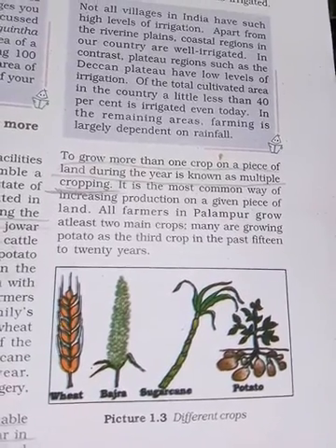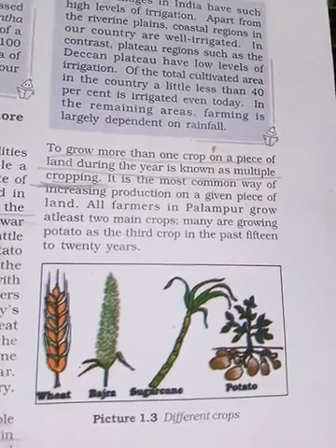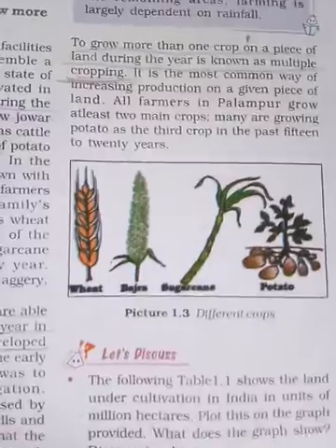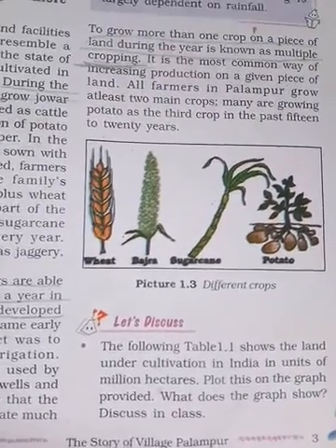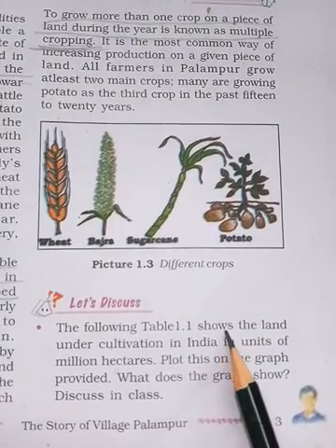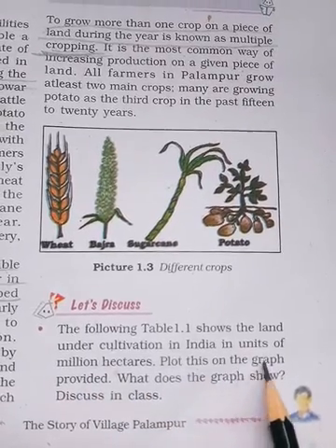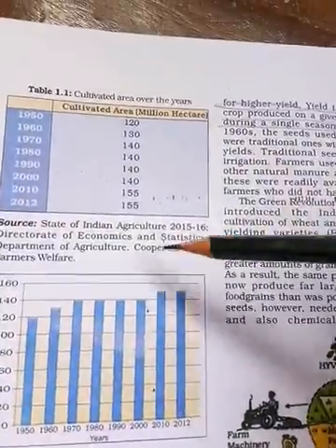So in Palampur, if they are not able to perform three crops, at least they are doing two crops. And the next is Table 1, the land under cultivation in India. You need to plot the million hectares on the graph provided. That's the graph, so if we get time, we are going to discuss this one.